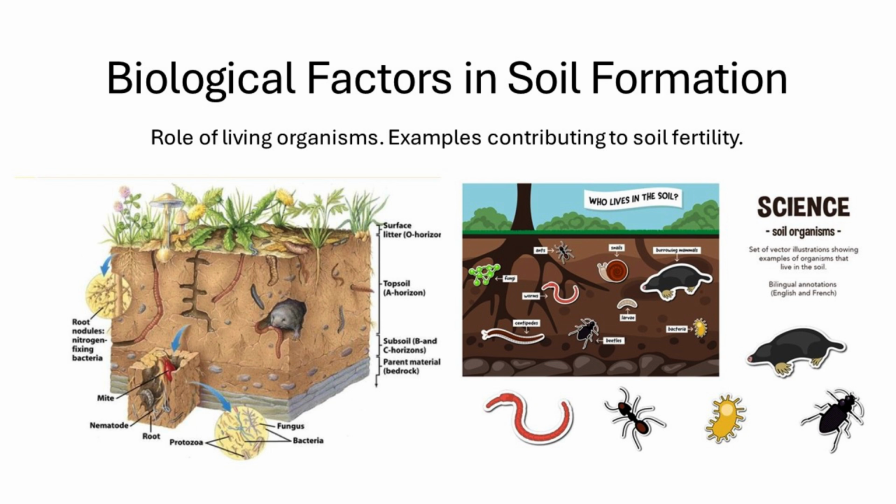Examples contributing to soil fertility: earthworms enhance soil aeration, bacteria and fungi decompose organic matter, and plant roots contribute organic material through root exudates. These biological activities collectively enrich the soil with nutrients. Ecosystem dynamics. The presence and activities of living organisms create a dynamic ecosystem within the soil. Understanding these biological factors is crucial for sustainable agriculture and land management practices.